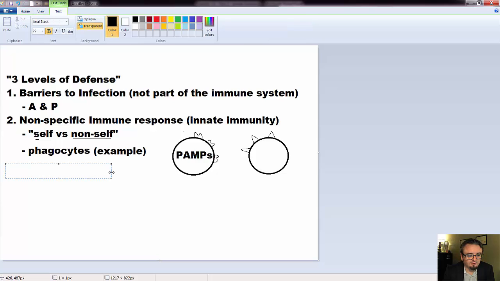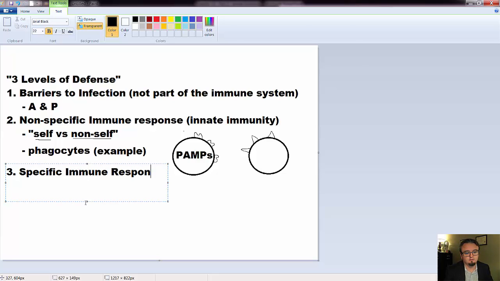Okay, now the third line of your immune system involves a very different set of cells that make up what's called the specific immunity, or the specific immune response, that is.